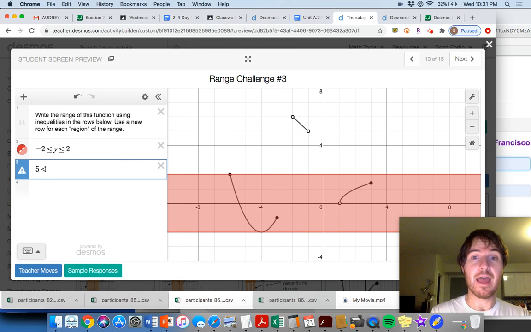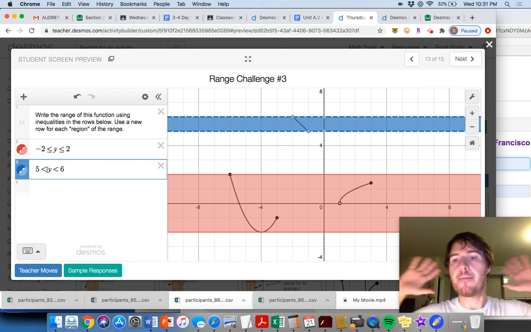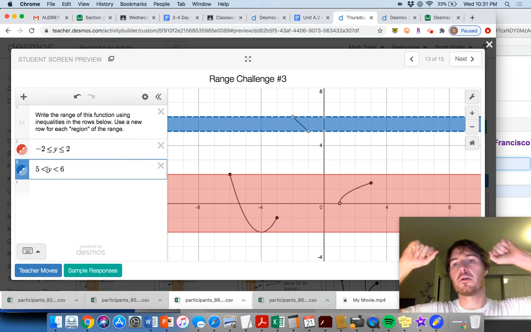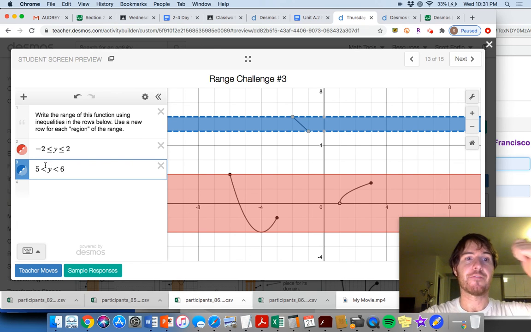So I'm going to not have my equal symbol here. It's not going to be less than or equal to. It's just going to be less than. And then I have 5 is less than y is less than 6. Boom, we're good to go. That's the range here of this particular piecewise function: -2 is less than or equal to y, which is less than or equal to 2, and 5 is less than y is less than 6.